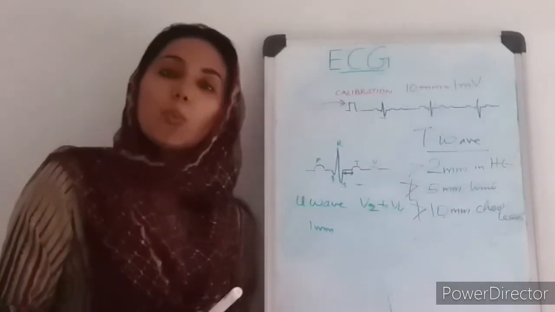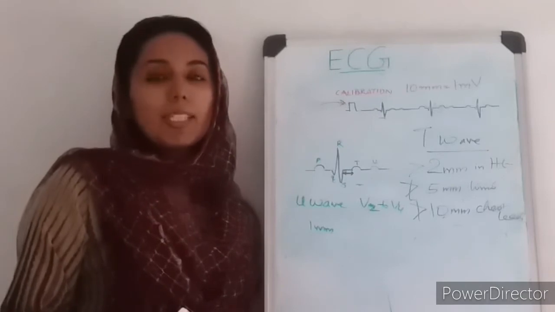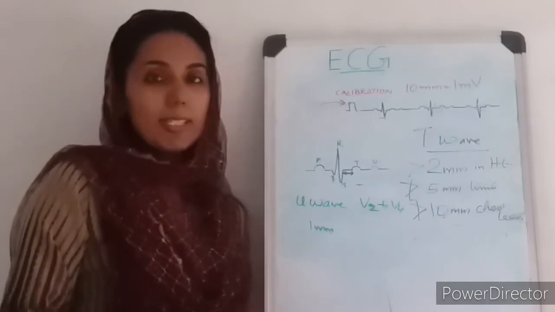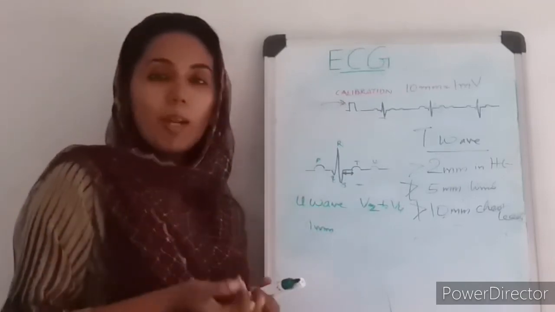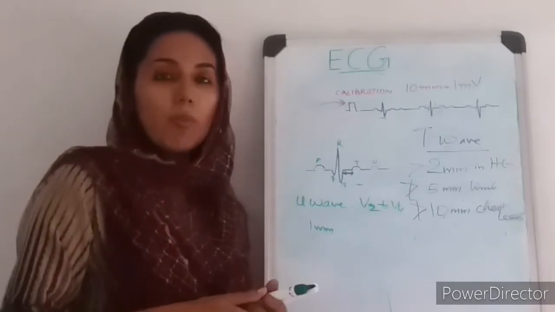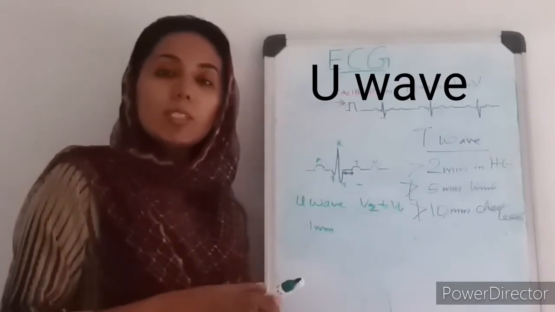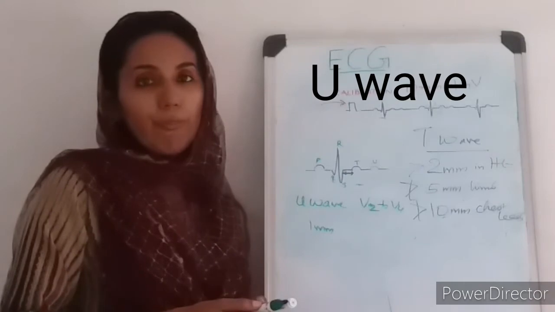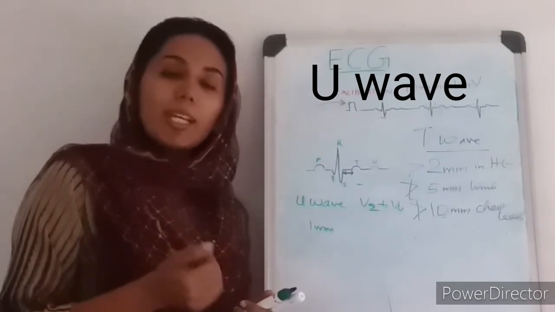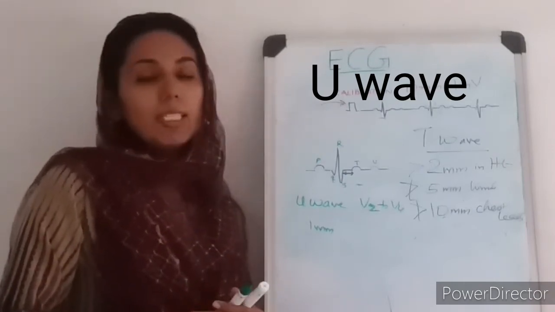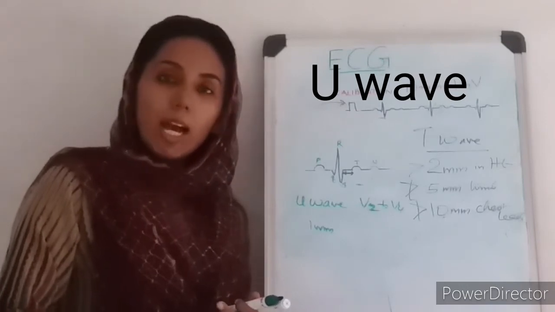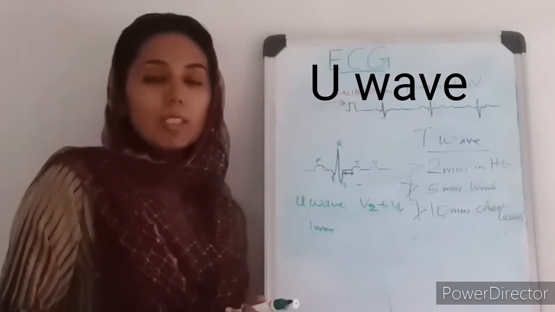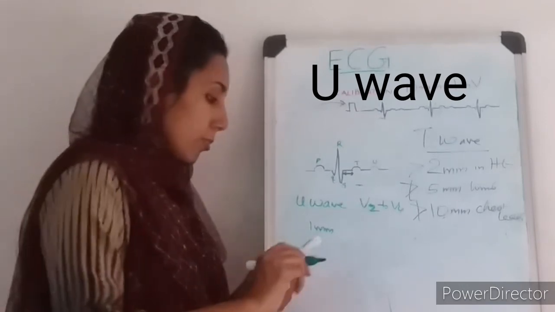Coming to the U wave, it is because of repolarization happening in the papillary muscle. Normally the height will be around 1 mm. Best seen leads will be V2 to V4. What are the conditions where we get an inverted U? It is seen in case of left ventricular hypertrophies and also in case of ischemic heart disease.